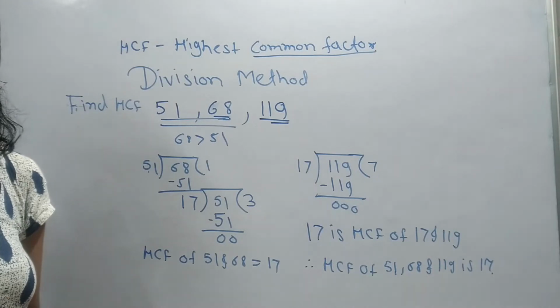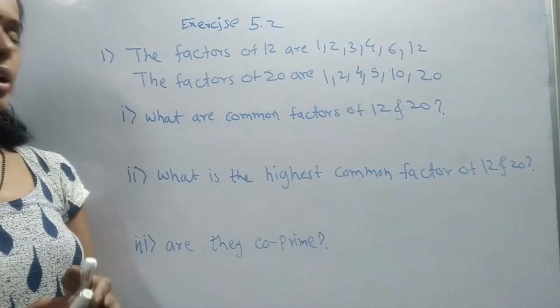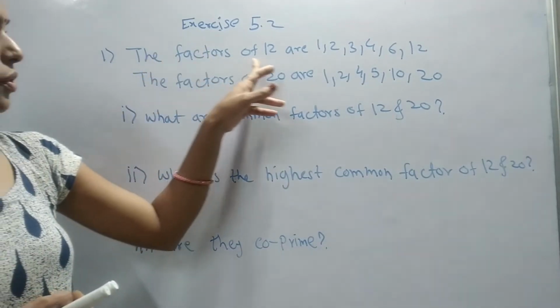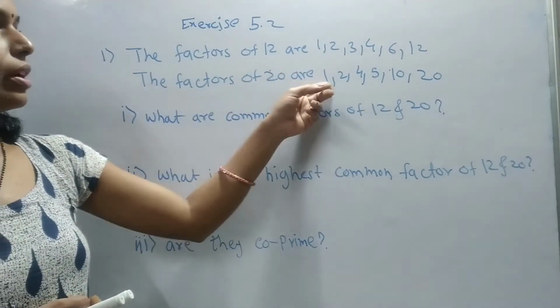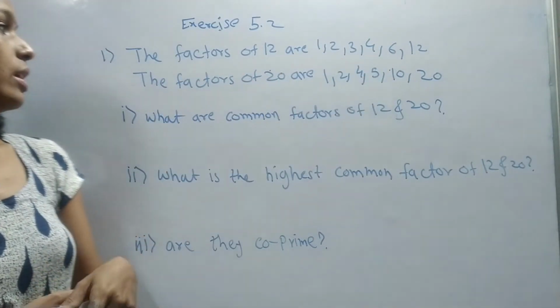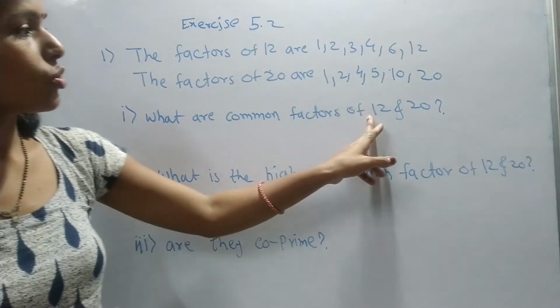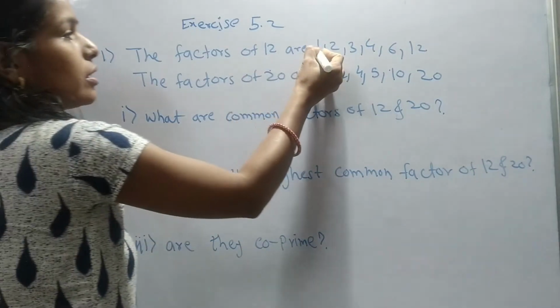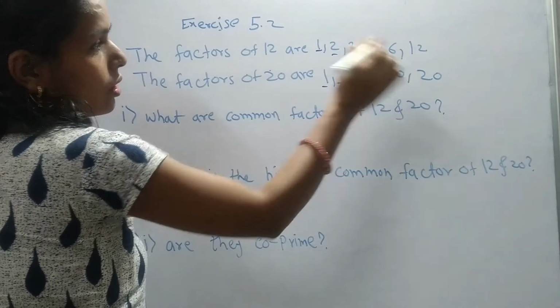Now let's go towards the exercise part. So student, this is exercise 5.2 and this is our question number 1. What you have been given here: the factors of 12 are 1, 2, 3, 4, 6, 12 and the factors of 20 are 1, 2, 4, 5, 10, 20. Now these questions are asked to you. What are the common factors of 12 and 20? So what you are observing here, which are the common factors? This 1, 2, 4, that's it.